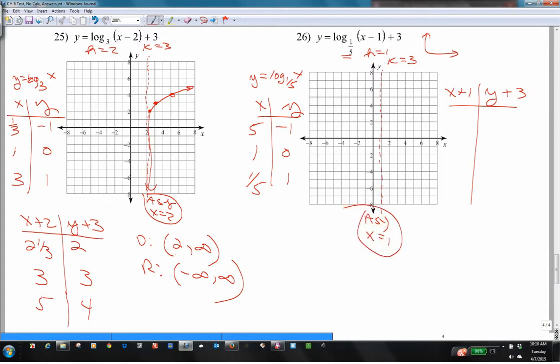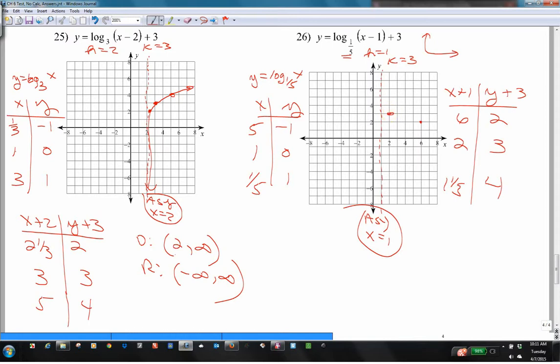And let's go ahead and shift these points. I've got 5 plus 1 is 6. And the y is a -1 plus 3 is 2. Moving to the next point, I have 1 plus 1 is 2. 0 plus 3 is 3. And then I have 1/5 plus 1 is 1 and 1/5. And I have 1 plus 3 is 4. So let's go ahead and plot it. I have 6, 2. And then I have 2, 3. And then I have 1 and 1/5, 4.